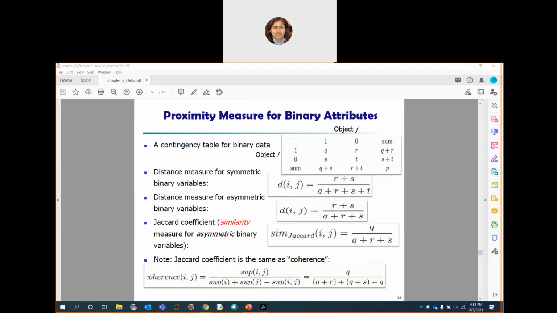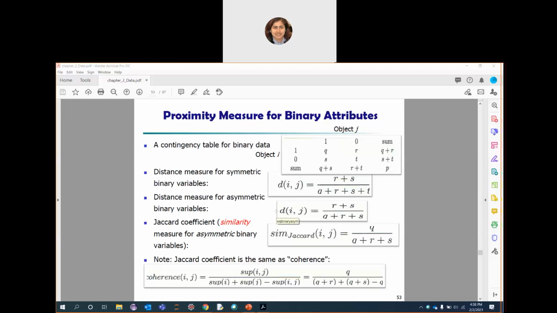So Q is what? Q is the number of attributes that is equal to 1 for both the objects, 1, 1. R is the number of attributes that is equal to 1 for object I, 0 for object J. S is the number of attributes that is equal to 0 for object I, but 1 for object J. T is the number of attributes that equal to 0 for both object I and J as well. And the total number of attributes is P here, which is equal to Q plus R plus S plus T, all of them together.